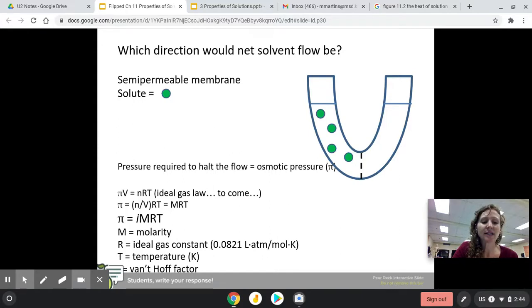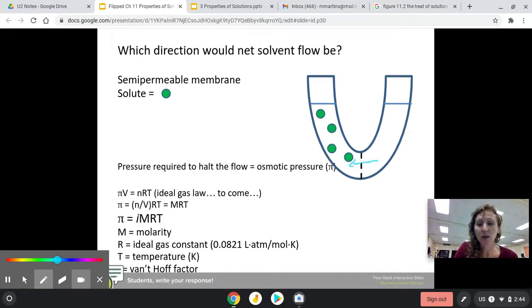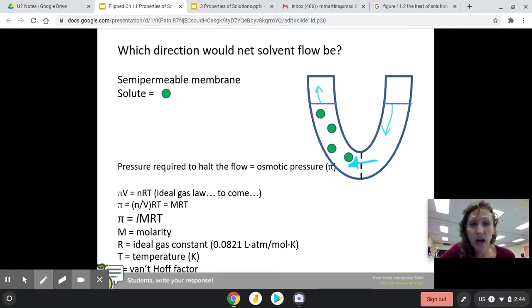So if we look at this scenario up here, I have a U-shaped tube. You can see I have a semi-permeable membrane in the middle. I have solute on one side, and then I have no solute on the other side. So same scenario, this water is going to flow from the right to the left, from the area of low concentration to the area of high concentration. This water level is going to drop, and this water level is going to rise.